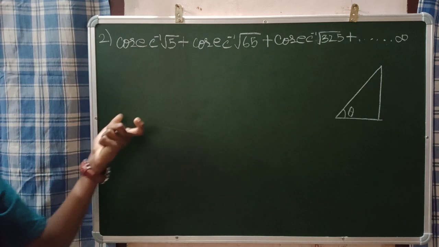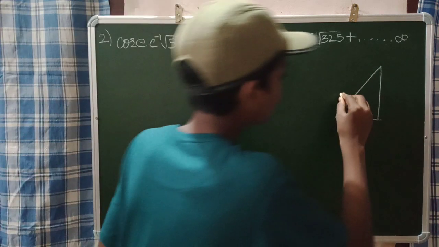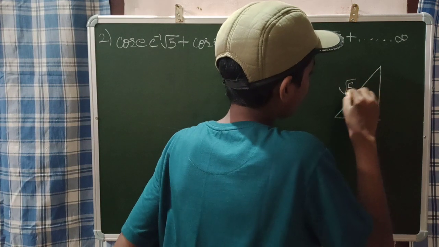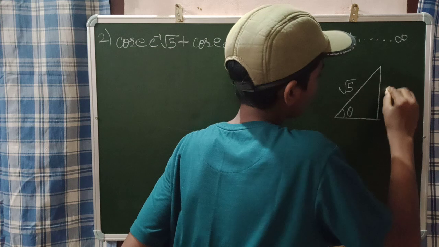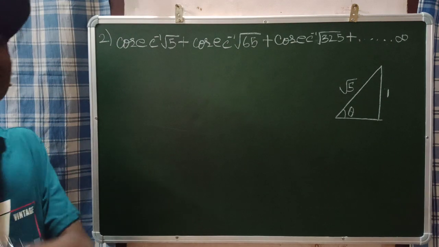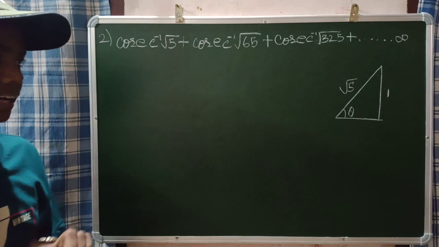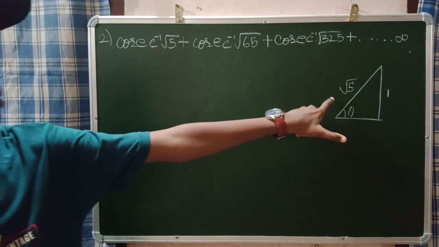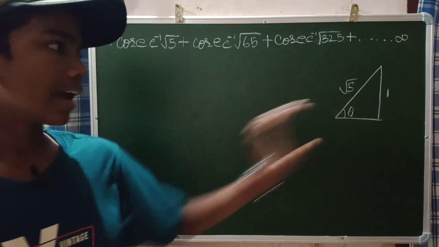As we know, cosecant theta is equal to root 5, so your hypotenuse will be root 5 and opposite will be 1, because cosecant is hypotenuse by opposite, the reciprocal of sin theta. So hypotenuse by opposite will be root 5 divided by 1. So I wrote root 5 and 1.